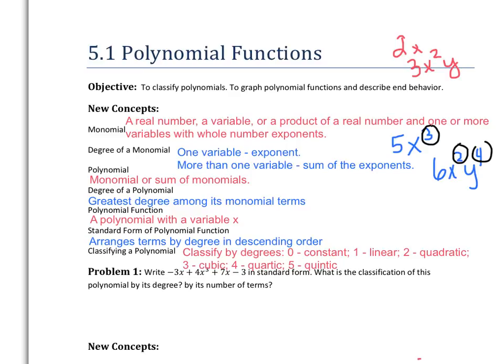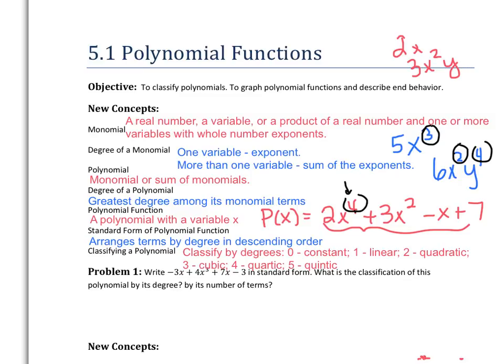I'm going to go right to an example. You could have P of x equals 2x to the fourth plus 3x squared minus x plus 7. Here you have 4 terms, and our degree is 4 because our highest degree term is a degree 4.